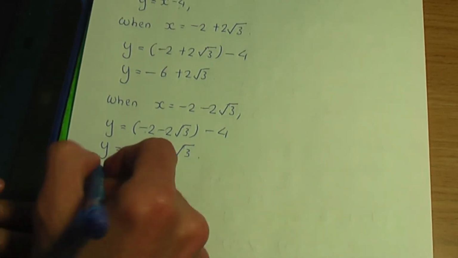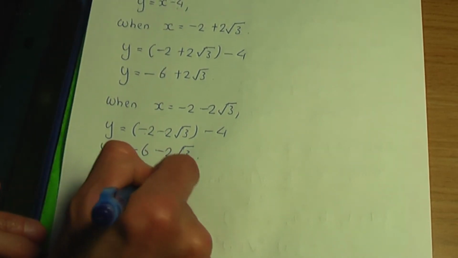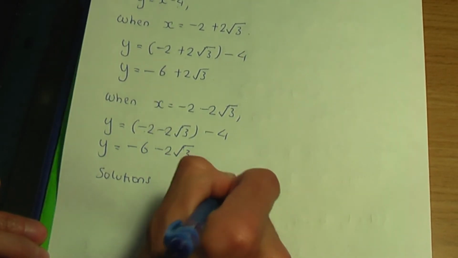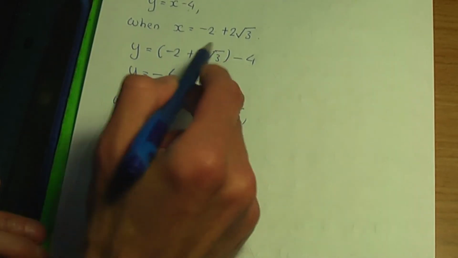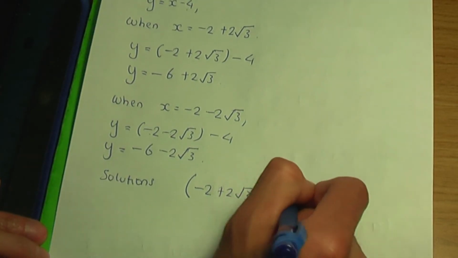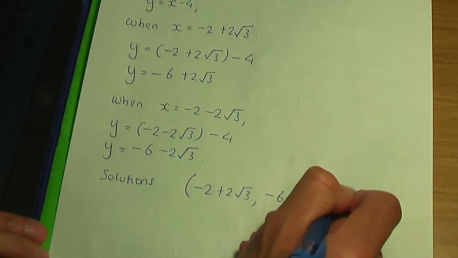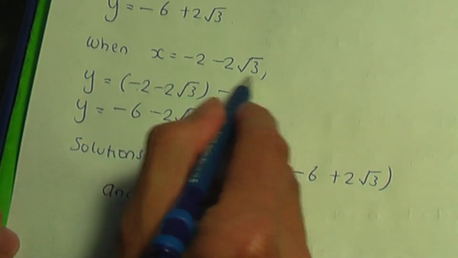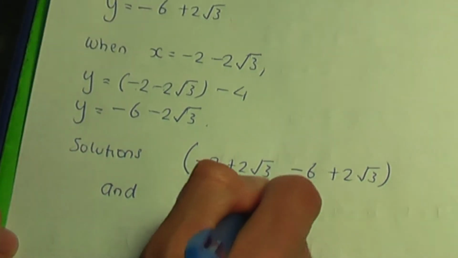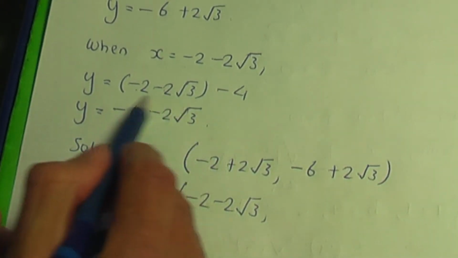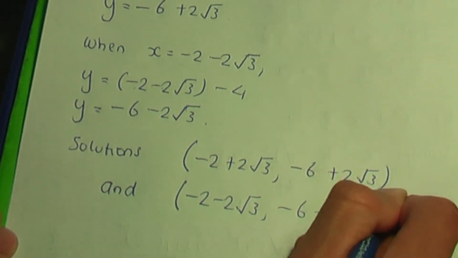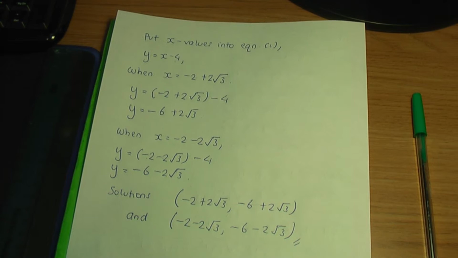So let's summarise. Here are the solutions. First solution is when x is minus 2 plus 2 root 3, the corresponding y is minus 6 plus 2 root 3. And here's the second solution when x is minus 2 minus 2 root 3, the corresponding y is minus 6 minus 2 root 3. So that completes the question.